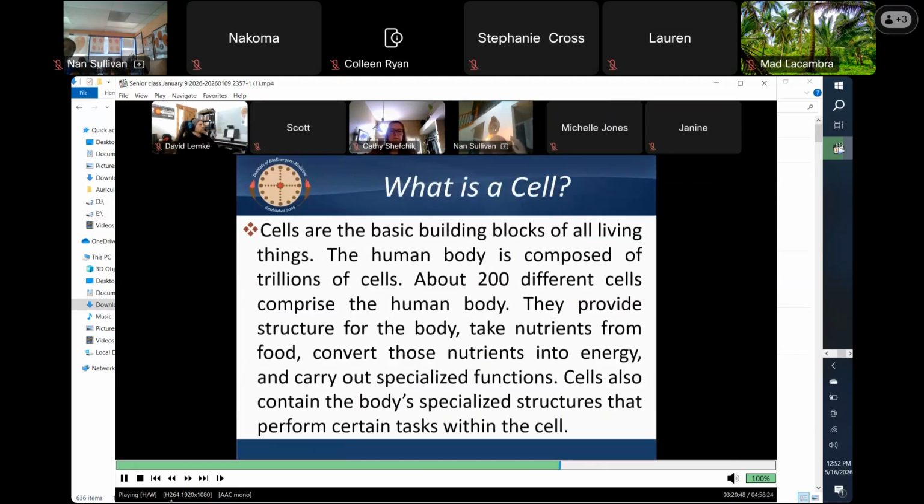Cells are the basic building blocks of all living things. The human body is composed of trillions of cells. About 200 different cells comprise the human body. They provide structure for the body. They take nutrients from food, convert those nutrients into energy, and carry out specialized functions. Cells also contain the body's specialized structures that perform certain tasks within the cell.